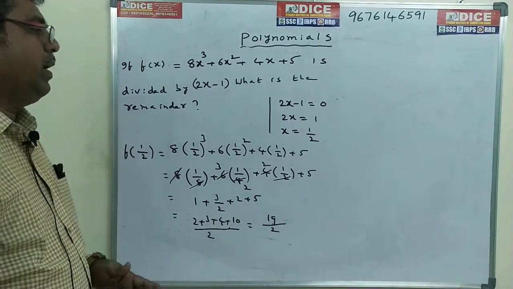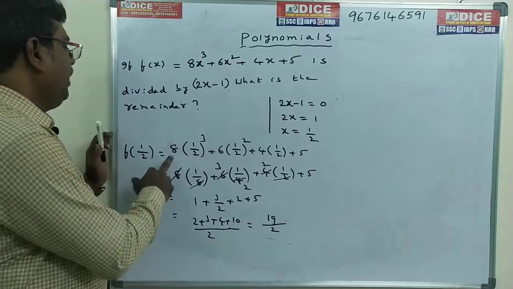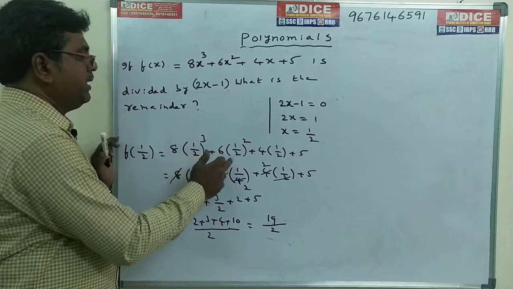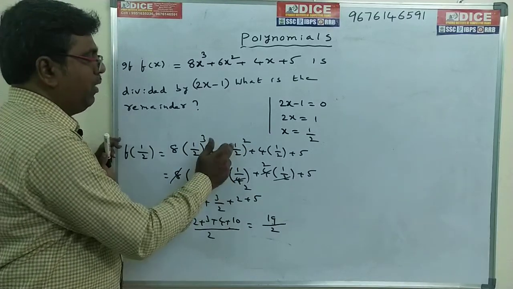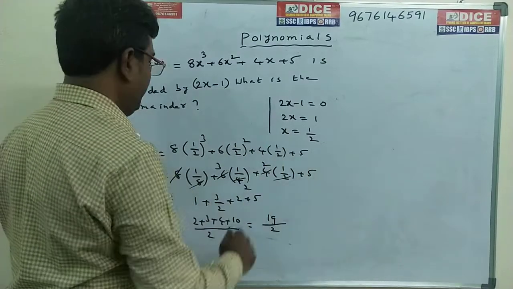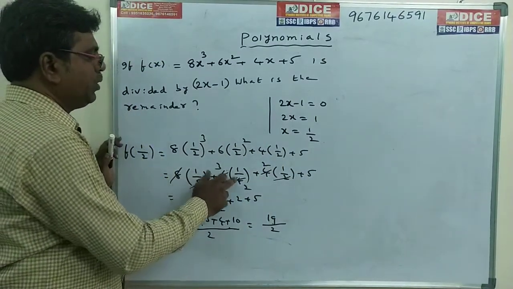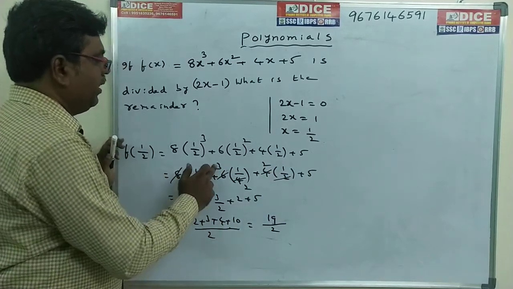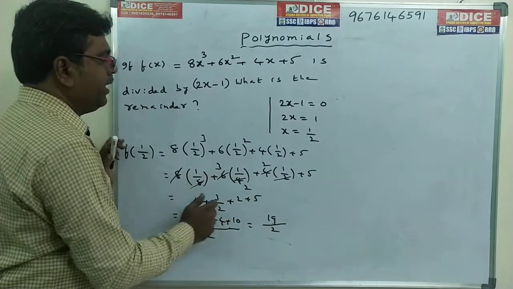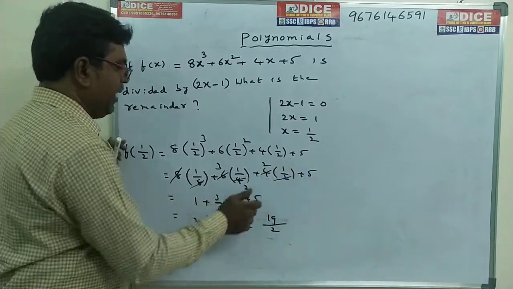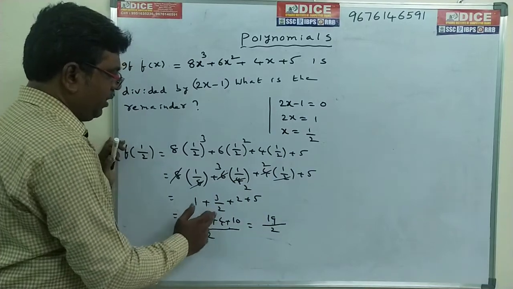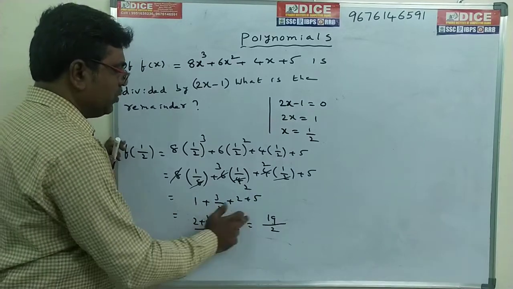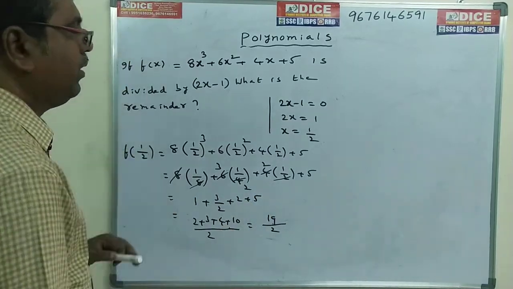So try and do it and write down here. Once again I will tell you. Here 8 into 1 by 2 whole cube means nothing but 1 by 8. 2 cube is 8. 6 into 1 by 2 whole square, 2 square is 4, 1 square means 1 only. 4 into 1 by 2 plus 5. 8 cancels, 2 3s are 6, 2 2s are 4. So 8 cancels, 1 remaining 1. 3 into 1 is 3. 2 is remaining, 2 into 1 is 2, plus 5 as it is. Once again LCM is 2. 2 into 1 is 2, 3 as it is, 2 into 2 is 4, 2 into 5 is 10. So by adding these, the value is 19 by 2. Write down this one.